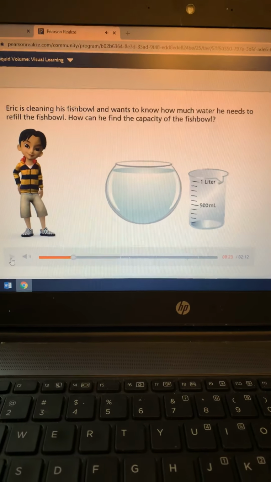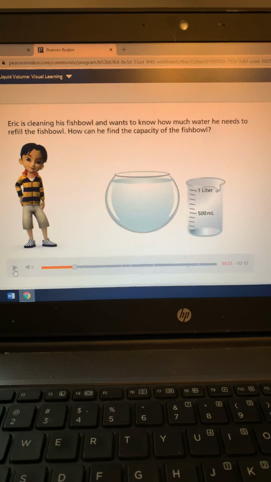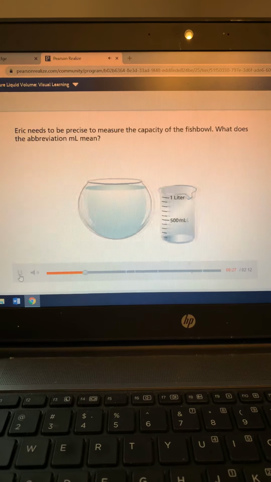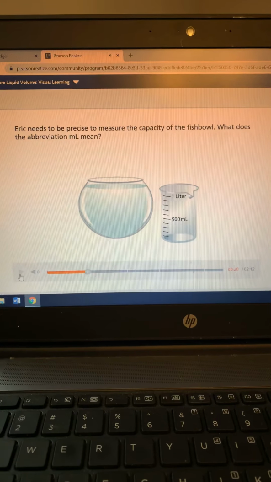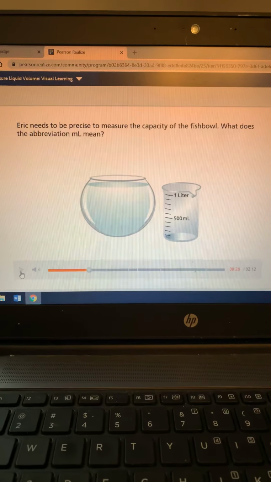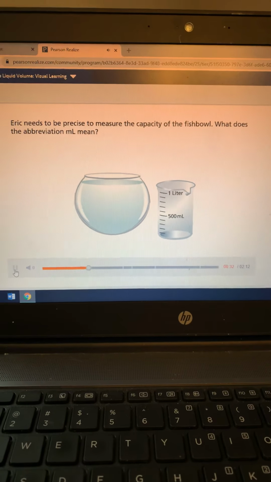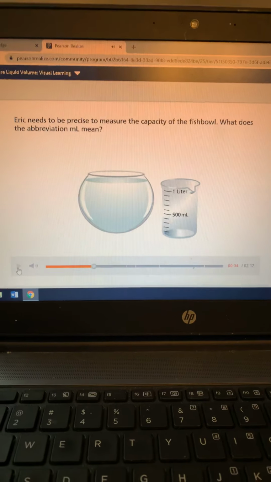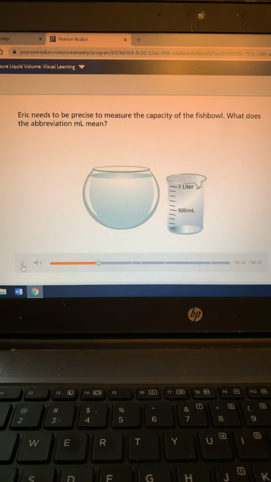Remember, capacity means how much it holds. Eric needs to be precise to measure the capacity. Precise means exact. If you need to be precise, you need to be exact. We're not estimating here. We're not rounding. We need to have the exact number of the fishbowl. What does the abbreviation ml mean? It means milliliter. And there's 1,000 milliliters in 1 liter.